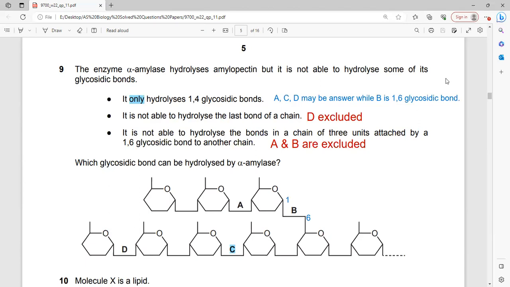And option number 3, it is not able to hydrolyze the bond in a certain 3 units attached by a 1,6-glycosidic bond to another chain. So A is a part of the chain. This consists of the 3 units. So that's why it is also excluded according to this statement. So the remaining statement is C. So C is our correct option here.